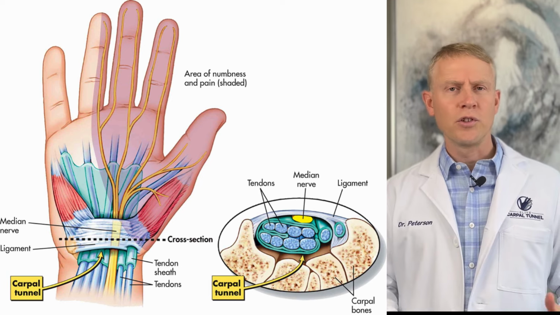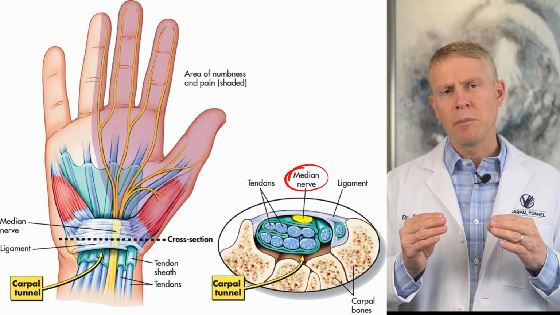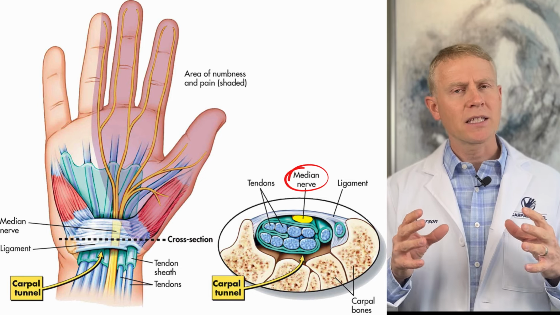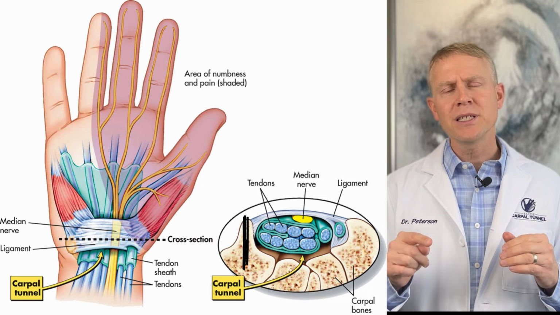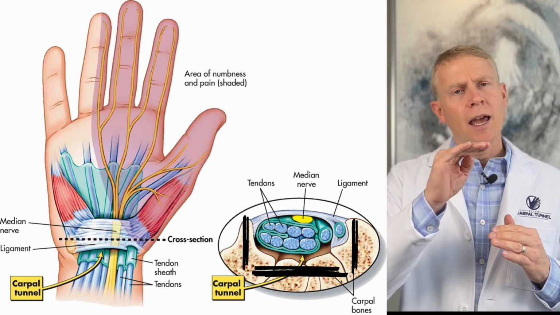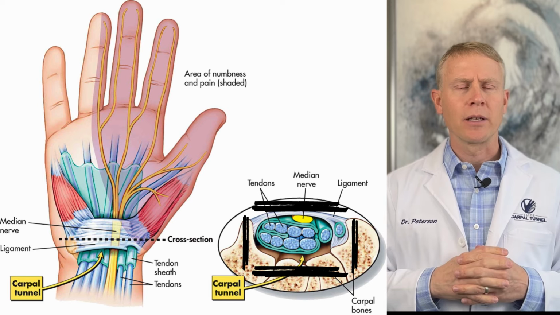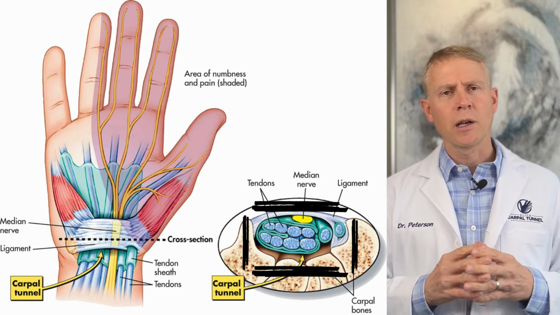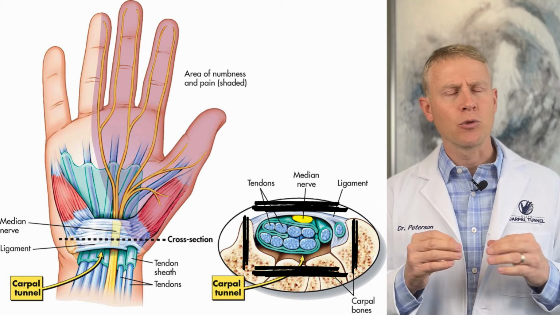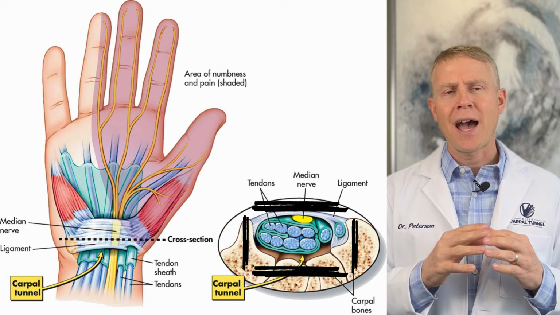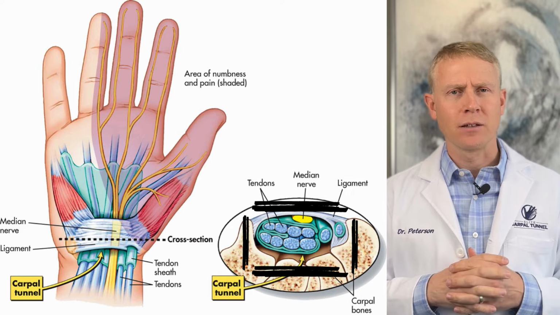A cross-sectional view of the wrist at this point shows the median nerve and those tendons passing through an opening formed on three sides by the bones of the wrist, and the roof or the top of that opening is the transverse carpal ligament. The bones and the transverse carpal ligament form the opening or the passageway through which the nerve passes to get from the forearm into the hand. This passageway is the carpal tunnel.